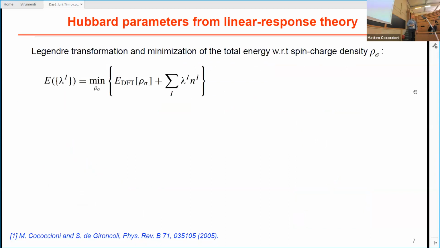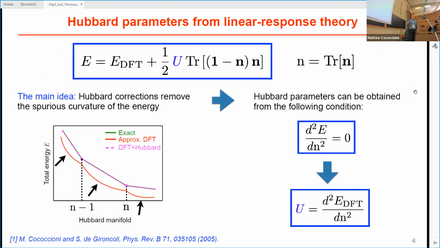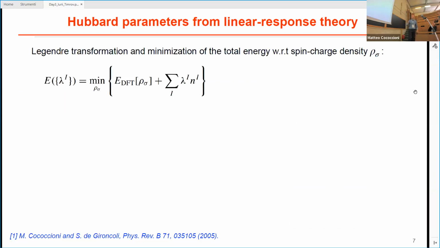We have the definition of Hubbard U, and now how to use this definition in practice. So there is a little problem here, because we want to compute the derivative of the DFT energy with respect to the occupations, but this DFT energy does not depend explicitly on occupations, because DFT is a function of the density, not of the occupations. So we cannot straightforwardly compute this object. So we need to do some math.